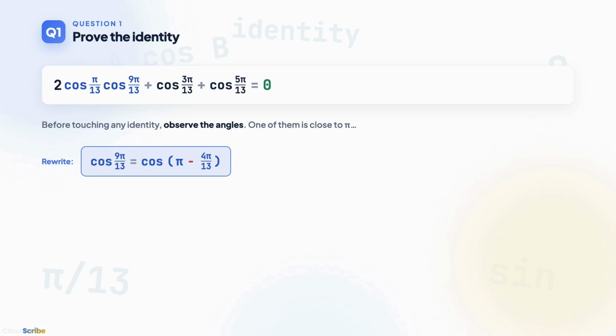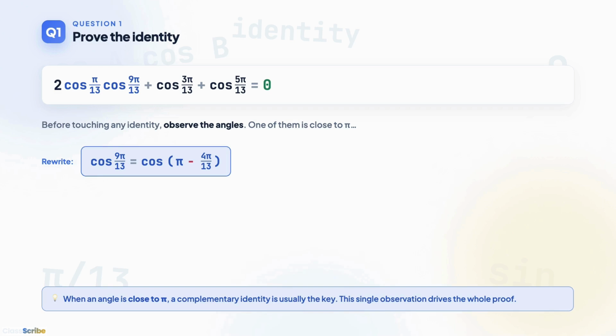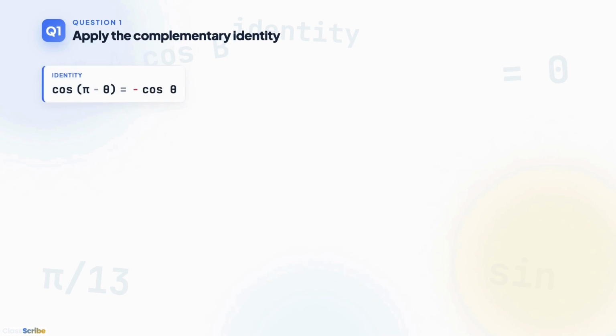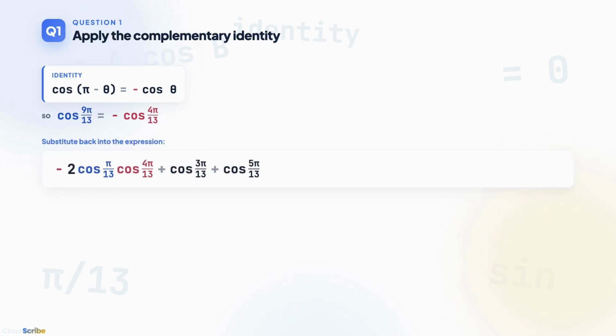We need to prove that 2 into cosine pi over 13 into cosine 9 pi over 13 plus cosine 3 pi over 13 plus cosine 5 pi over 13 equals 0. Before applying any identity, observe the angles carefully. Notice that 9 pi over 13 can be written as pi minus 4 pi over 13. This is an important observation because whenever an angle is close to pi, complementary identities are often useful.